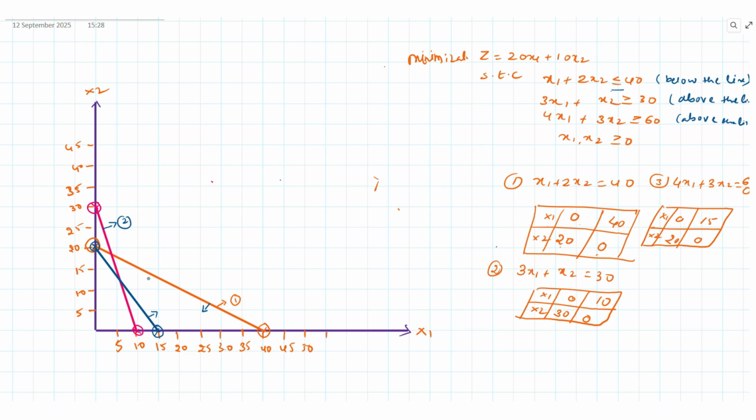Then we identify the feasible region, and it should satisfy all three conditions. When all three conditions are satisfied, this is our feasible region. This region is going to satisfy all the conditions. I will hash this one. This is called the feasible region.